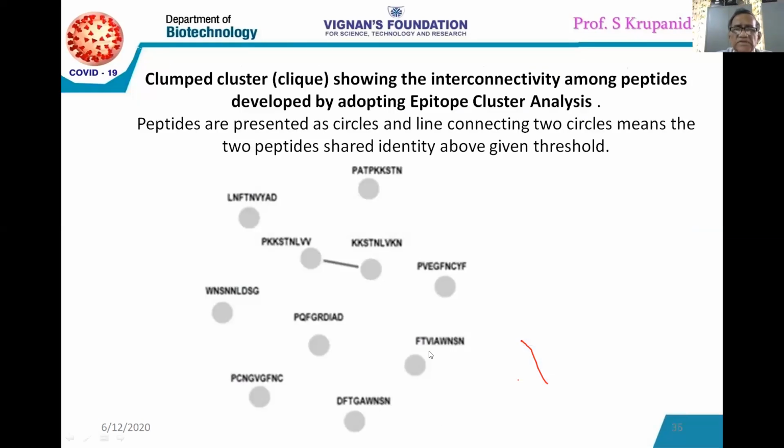Okay, so we have also done a cluster analysis. All these epitopes are interrelated. They share their identity, that is what a line between two of these peptides means. It appears that all these peptides share their identity. As a result, they can be used for developing the multi-epitope vaccine.